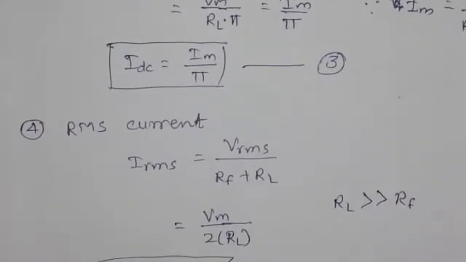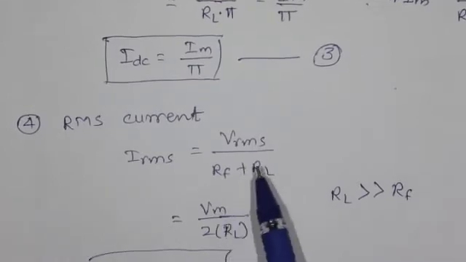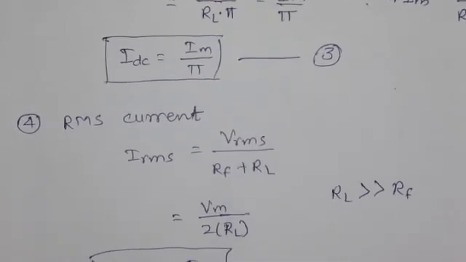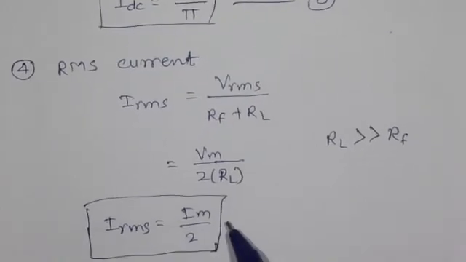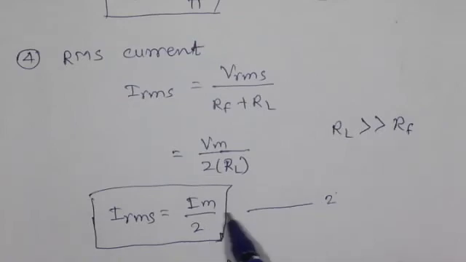Then the RMS current is calculated as Vrms upon Rf plus RL. Now what is Rf? Rf is nothing but the forward resistance of the diode. When the diode is in forward bias condition, its resistance value should be smaller as compared to the load resistor. Therefore this term is neglected, that is, RL is greater than Rf. By putting that value of Vrms from the above equation, we get the equation like this: IRMS equal to Im upon 2, equation number 4.